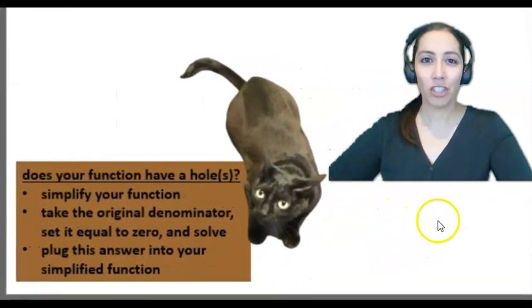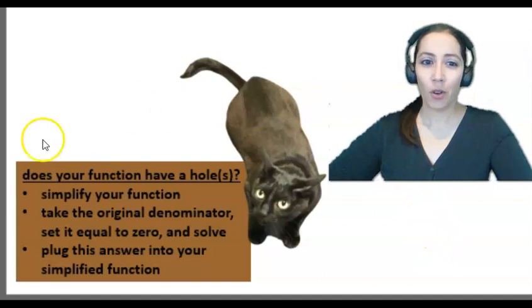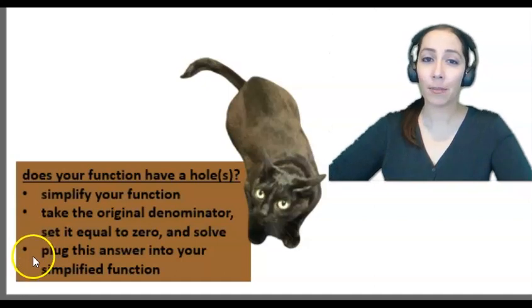Chloe is here with her latest cheat sheet notes. She wants you to know that if you are trying to figure out if your function has a hole, first simplify your function. Then take the original denominator, set it equal to 0, and solve. Then plug this answer into your simplified function.